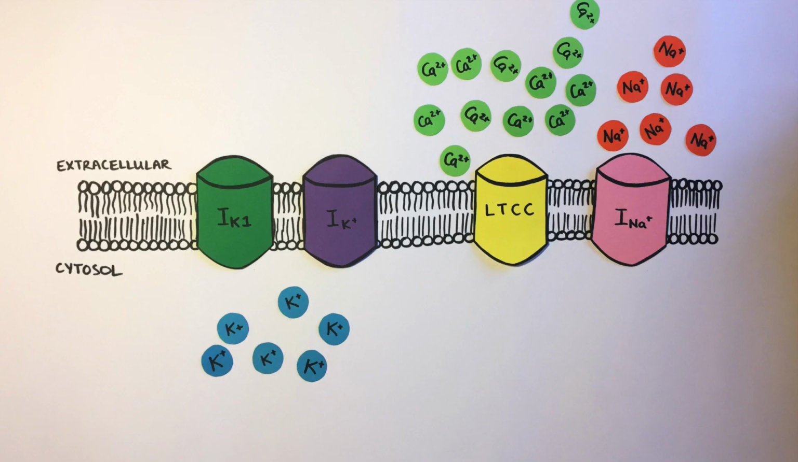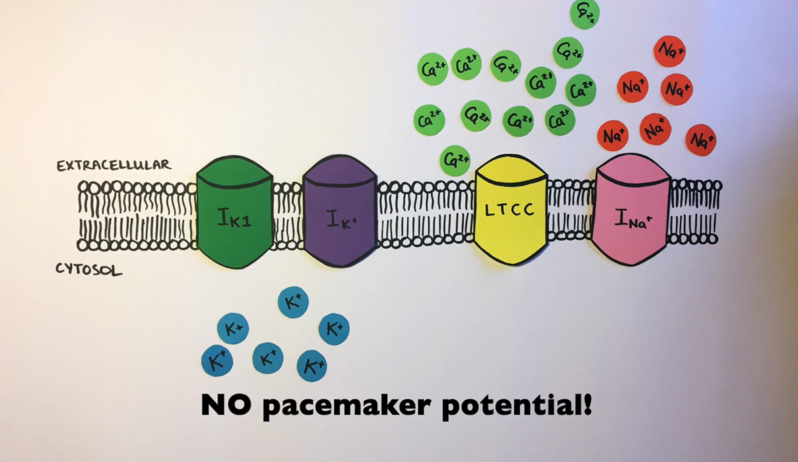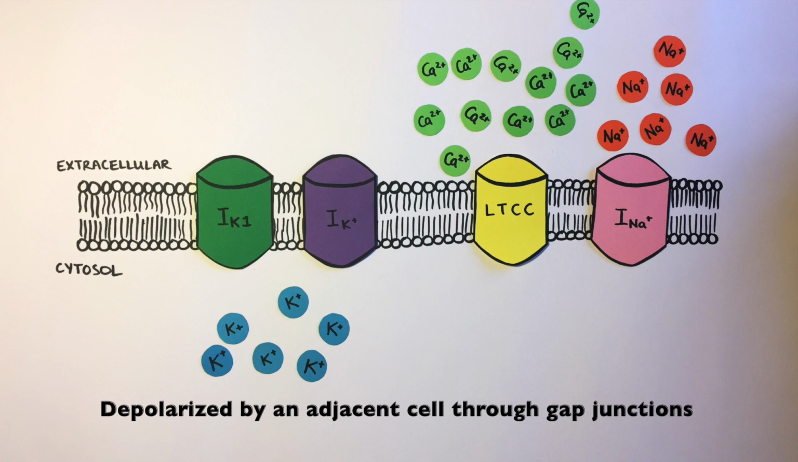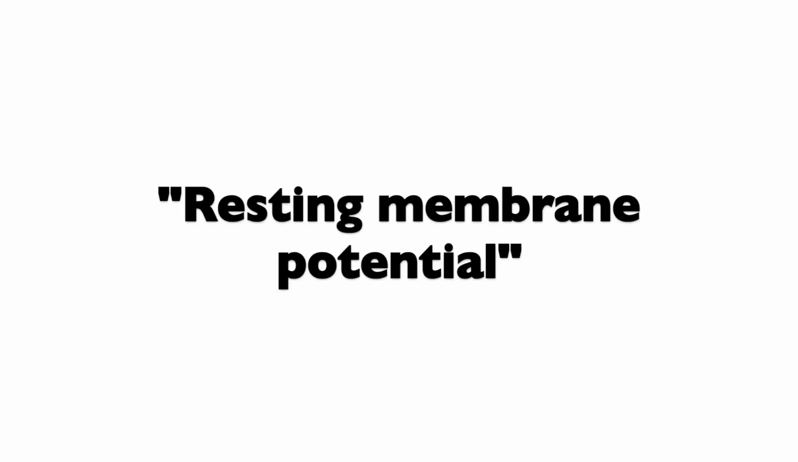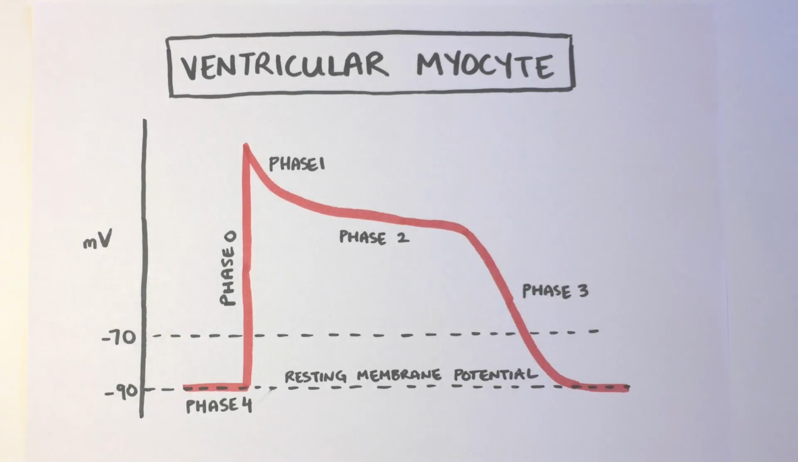The ion channels found in these cells are different from those in SA nodal cells. Ventricular myocytes do not have HCN channels or a funny current, and as a result they have no pacemaker potential. This means that ventricular myocytes can't generate their own action potential and have to be depolarized by a neighboring cell through gap junctions. Instead of a pacemaker potential, ventricular myocytes have a resting membrane potential of negative 90 millivolts.